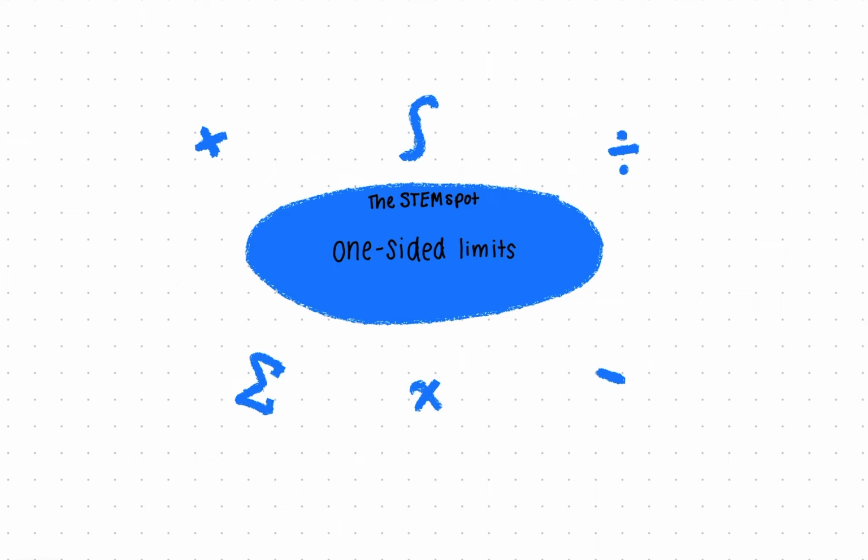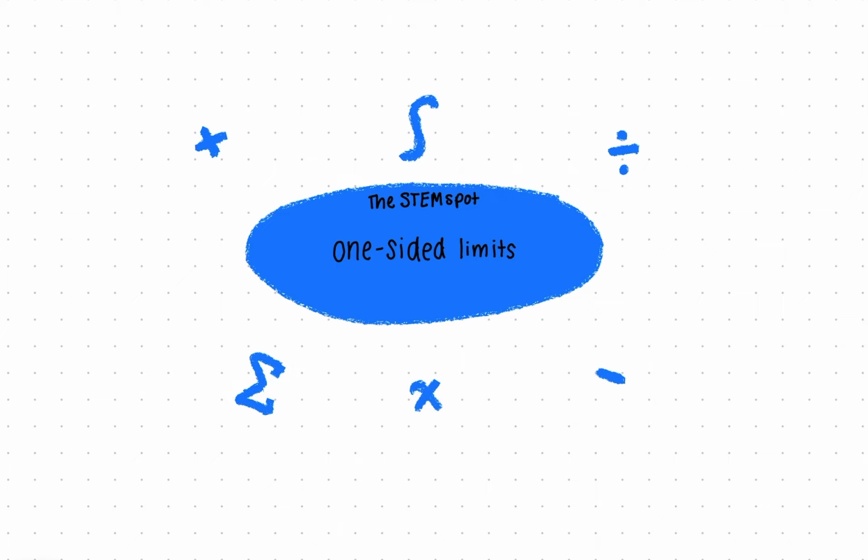Only topics. Today we will be discussing one-sided limits in calculus. So the definition of a one-sided limit is the value that a function approaches as we get closer and closer to a specific x value from only one side.